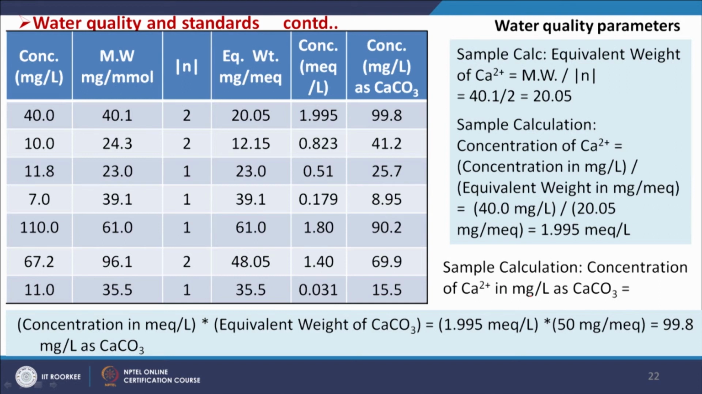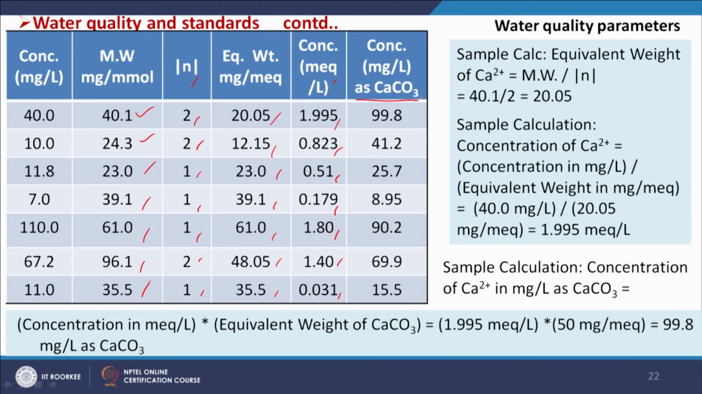So, what will we do? We have this composition, the concentration for different cations and anions. Now, we have the molecular weight of these cations and anions, and we have the charge of each. Then we have the equivalent weight in mg per milliequivalent for each one, and then the concentration in milliequivalent per liter, as we have just shown for calcium. Others can be calculated in a similar way. Then we can convert this into concentration in mg per liter as calcium carbonate. This is very important.